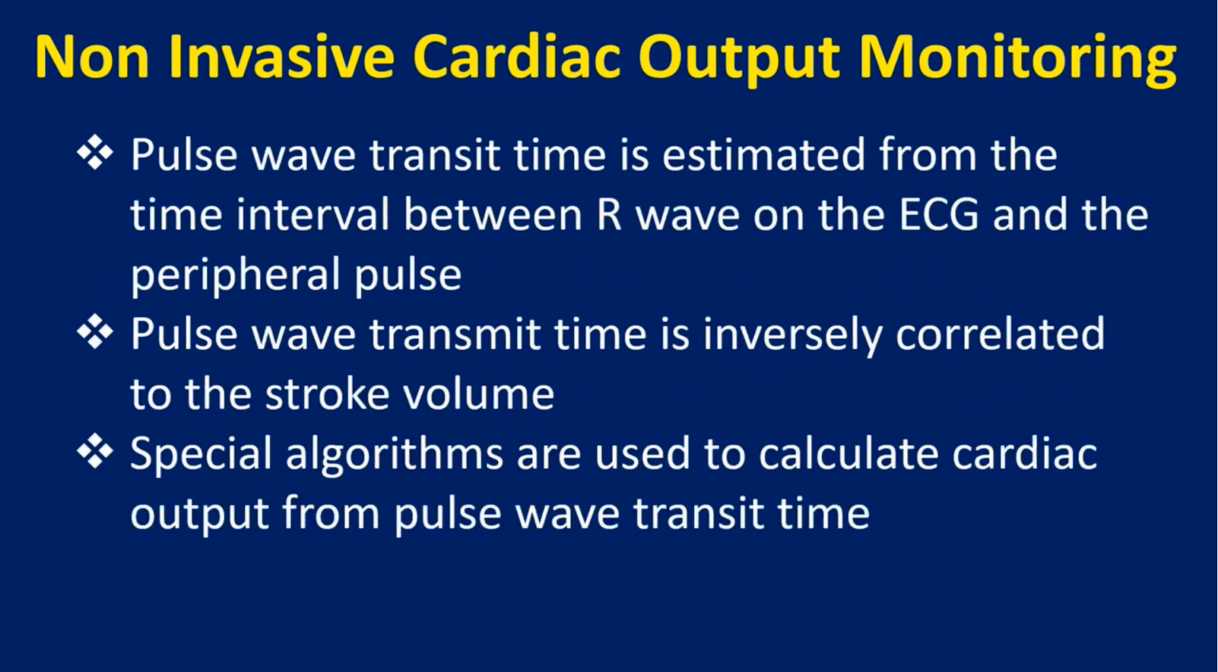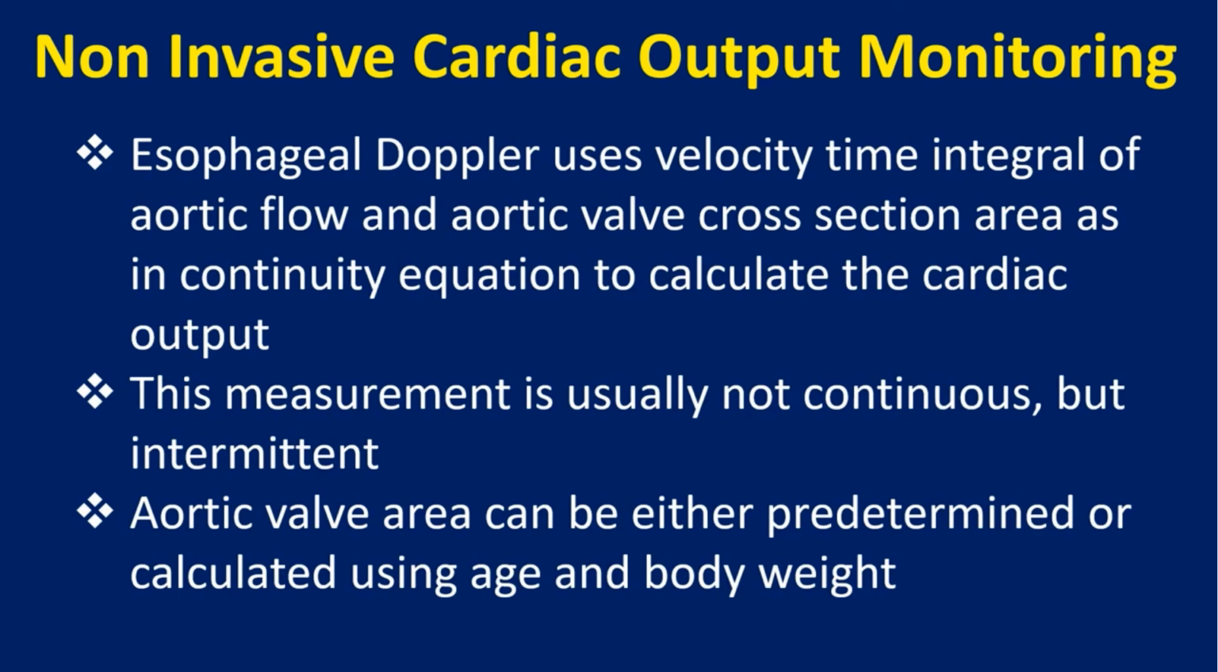Pulse wave transit time is estimated from the time interval between R wave on the ECG and the peripheral pulse. Pulse wave transit time is inversely correlated to the stroke volume. Special algorithms are used to calculate cardiac output from pulse wave transit time. Esophageal Doppler uses velocity time integral of aortic flow and aortic wall cross-section area as in continuity equation to calculate the cardiac output. This measurement is usually not continuous but intermittent. Aortic valve area can be either predetermined or calculated using age and body weight.